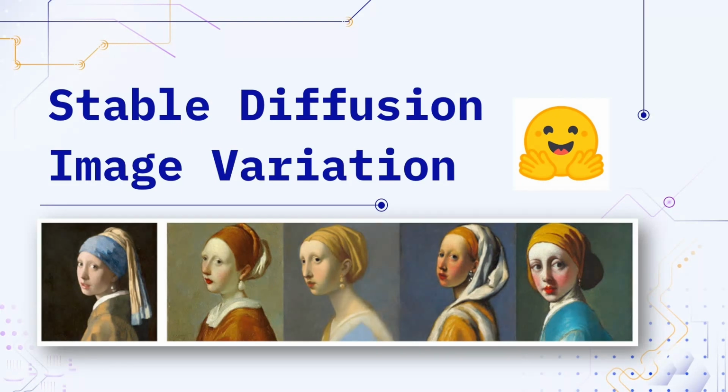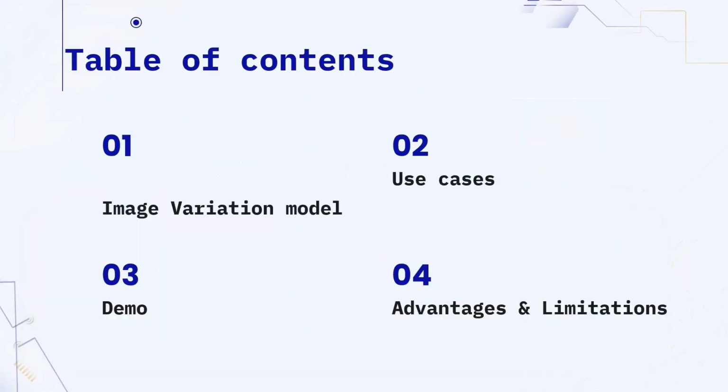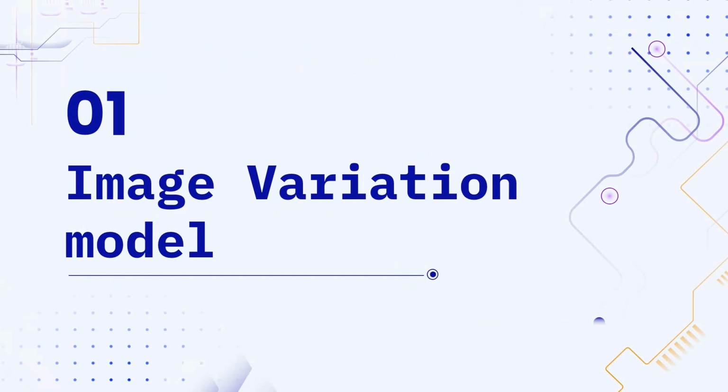But before we start with the discussion, let's just quickly take a look at what we will cover in this video. So our first topic would be the image variation model itself. Here we will have a brief introduction to the model and we will also check out its model card on the Hugging Face website. Then we will discuss the use cases for this model, following which we will have a demo and code overview. And after that, before closing, we will discuss the advantages and limitations of using this open source model. So let's start with the first topic, which is image variation model.